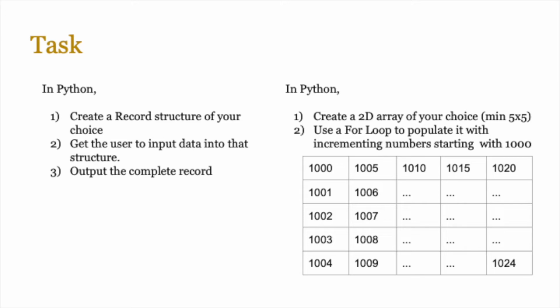If you've done the one-dimensional array, you might want to then move on to a two-dimensional array, where you create a 2D array of your choice, try to do a minimum of 5 by 5, and then use a for loop to populate it by incrementing numbers starting with 1000. You should probably end up with a grid where you start with 1000 and go all the way up to 1024 or equivalent, and you should be able to display this grid automatically in your program.